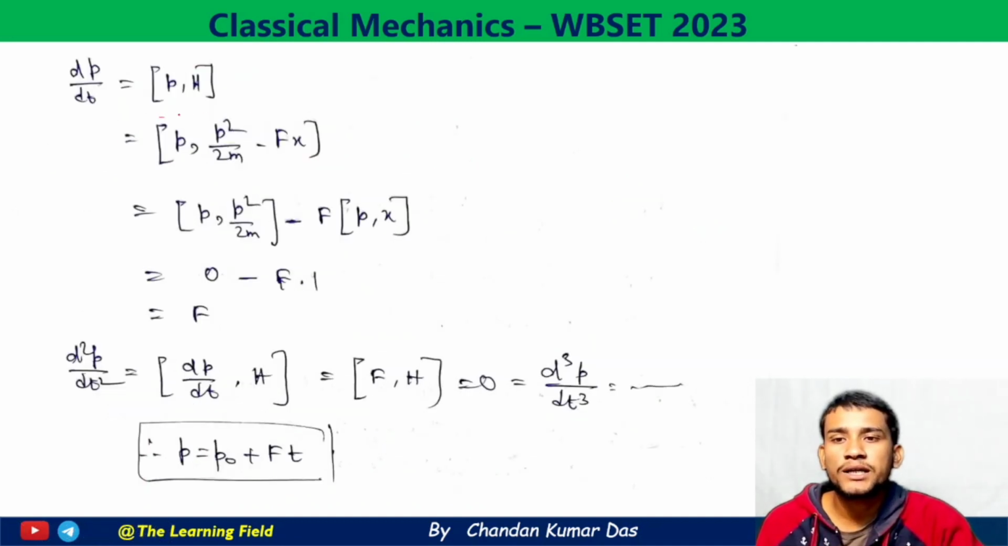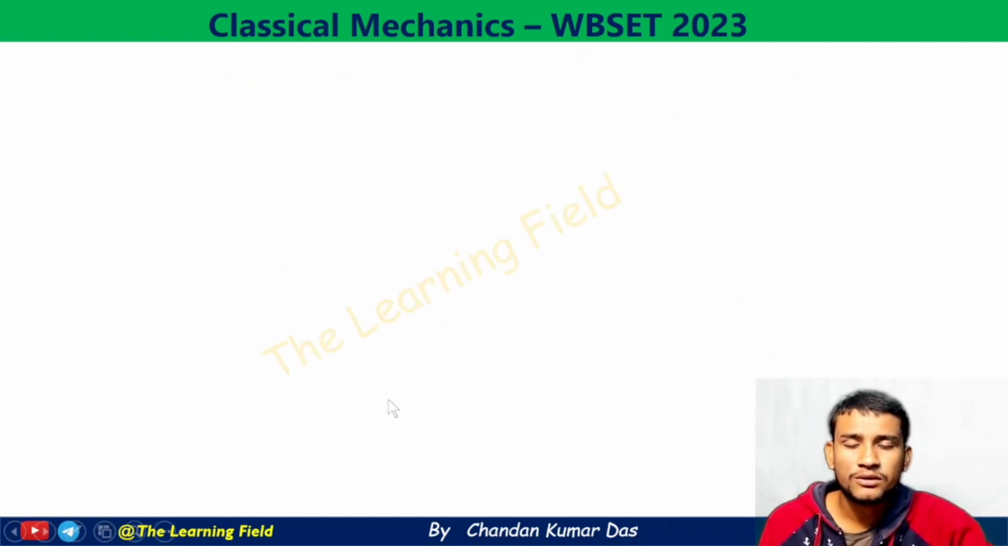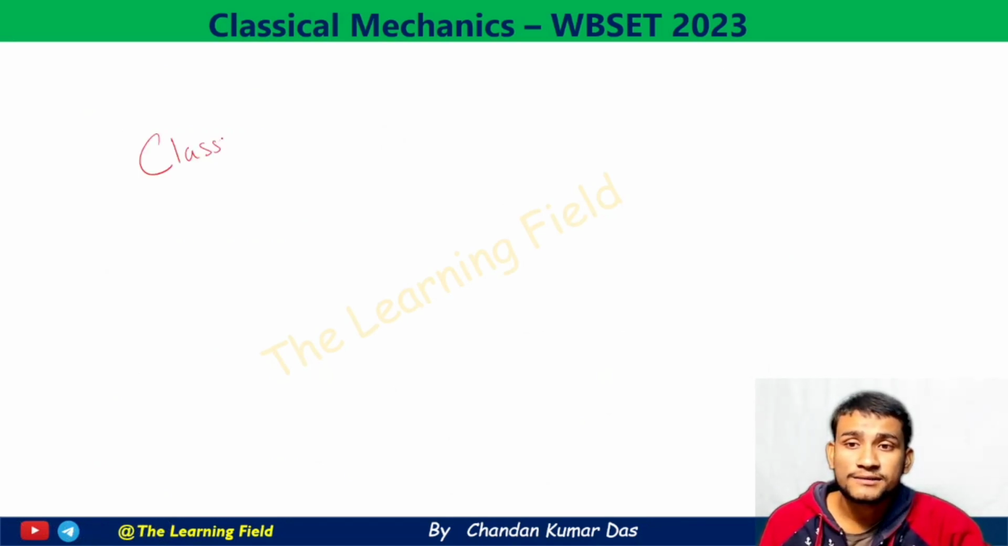And similarly we can calculate the derivatives for p, dp dt and d2p dt square, and we get here already dp dt equal to constant. Therefore we don't need to proceed further, that is we don't need to calculate the higher order derivative terms of p with respect to t, okay. So this is simply p equal to p0 plus f of t, okay. So this is the content for classical mechanics for WBSET exam, okay.